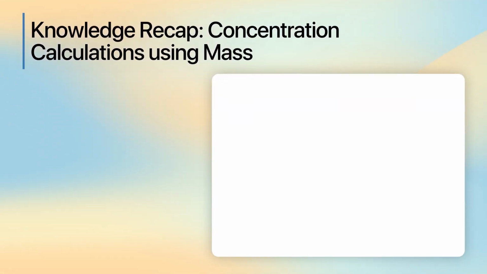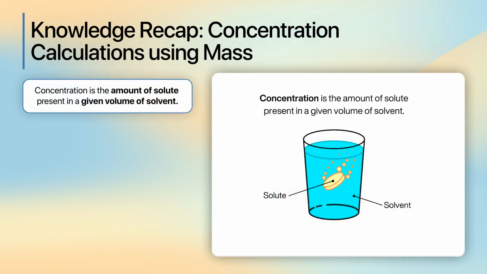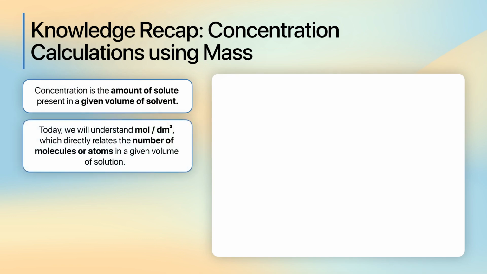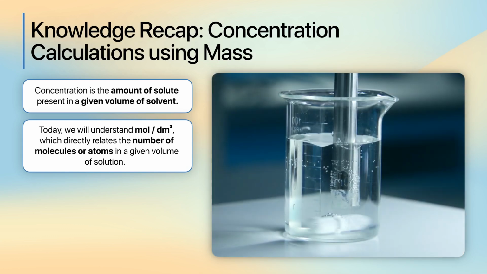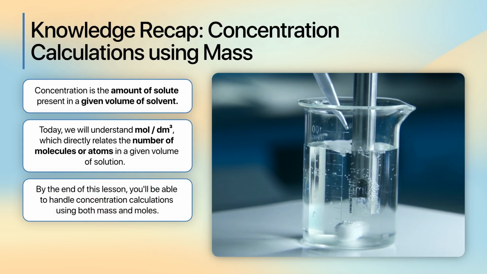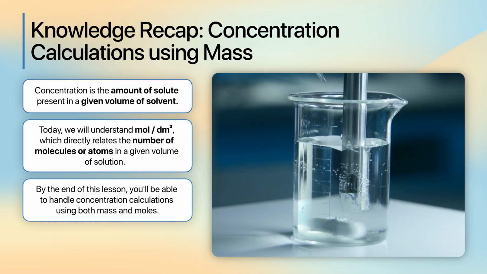In our previous lesson, we explored concentration calculations using mass, expressed in grams per cubic decimeter. You already know that concentration is the amount of solute present in a given volume of solvent. Today, we will extend our understanding of concentration to another important unit, moles per cubic decimeter. This unit is often used in chemistry because it directly relates to the number of molecules or atoms in a given volume of solution, which is crucial for understanding chemical reactions. By the end of this lesson, you'll be able to handle concentration calculations using both mass and moles, making your understanding of solution chemistry more comprehensive and versatile.